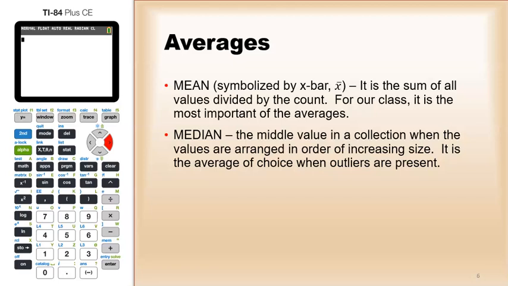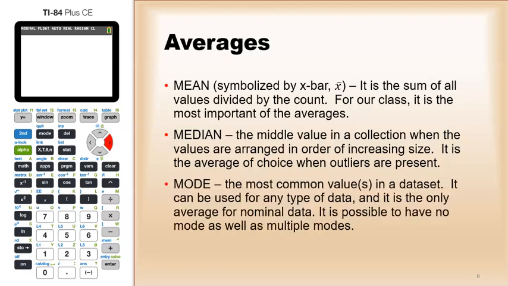The median is the middle value in a collection of values when arranged in increasing size. It's basically the average of choice when you see outliers or skewness in your data set. And then the third one we ended with was the mode, and that's the most common value or possibly values of a data set. It can be used for any type of data, and its big advantage is that it works for any type, even nominal data. It is possible to have no mode as well as multiple modes.